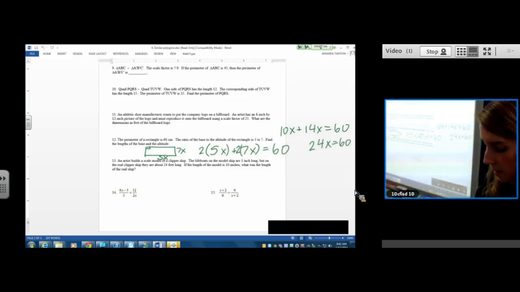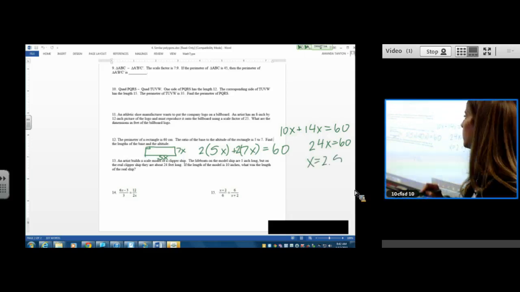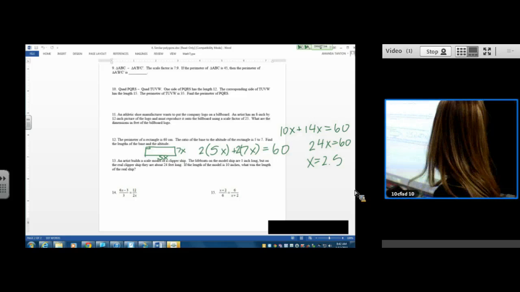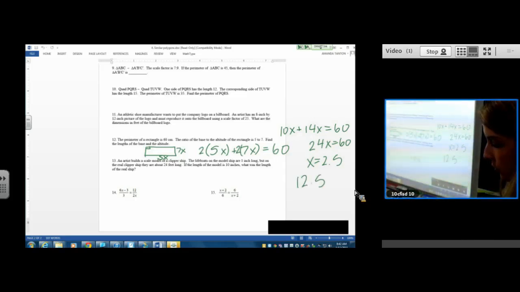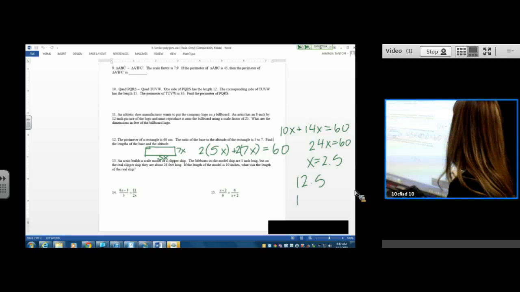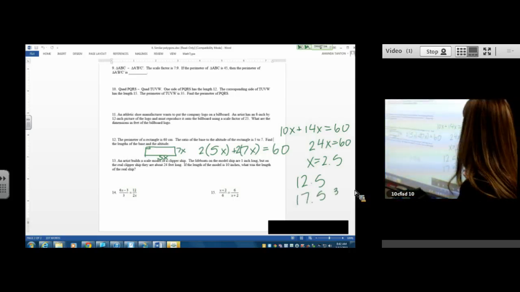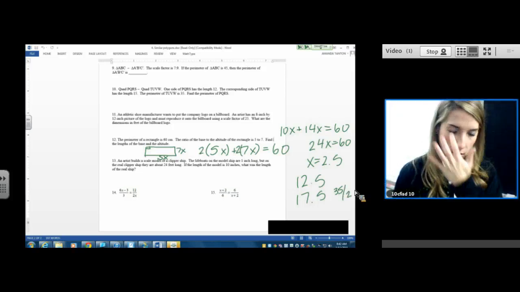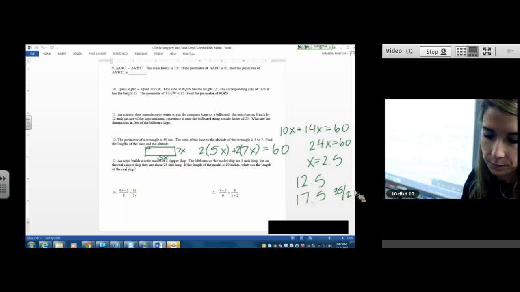We okay with that now? I'm glad. Divide by 24. X is 2.5. We need to find the base and the altitude, so 5 times 2.5 is 12.5, and 7 times 2.5 is 17.5. You can always do math enter and get the fraction form instead, depending on what the problem on a quiz or test says. Okay, are we good with 12?